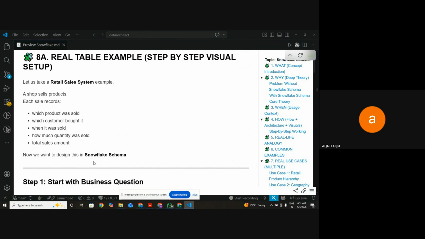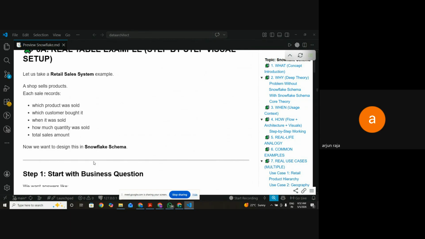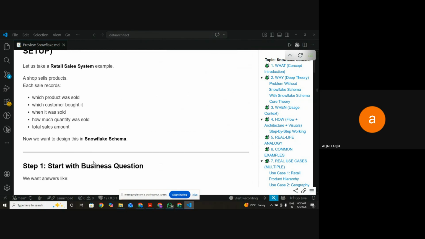So let's take a retail sales system example. A shop sells products. Each sale records which product was sold, which customer bought it, when it was sold, how much quantity was sold, and the total sales amount. Now we want to design this in a Snowflake schema.